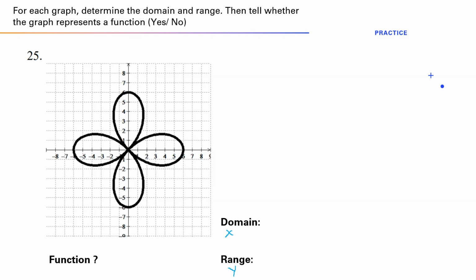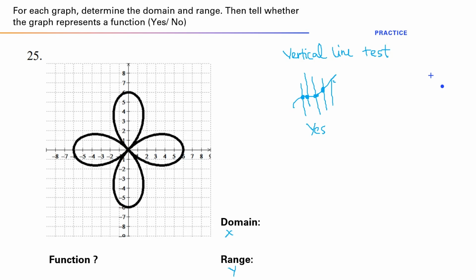To check if it's a function, we use the vertical line test. And what is the result? If the graph looks like that, and every single vertical line we create only crosses the graph at one point, then we say yes.